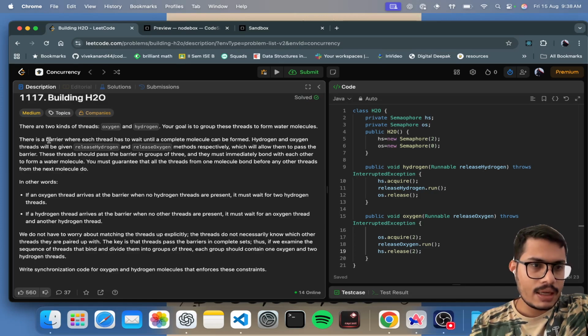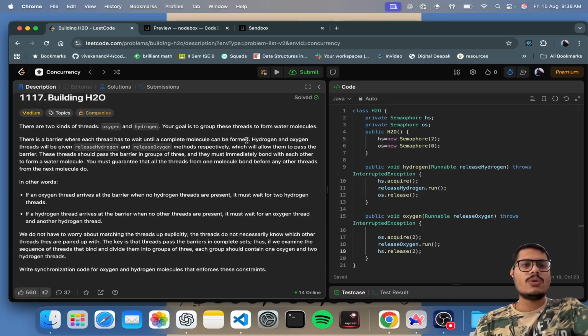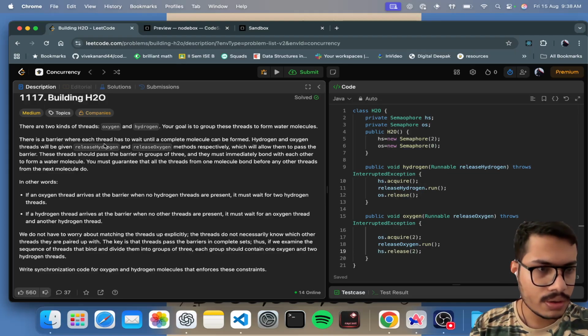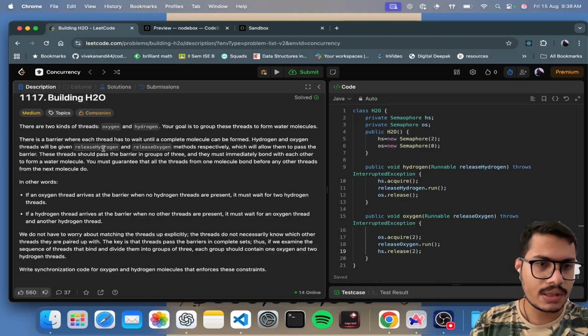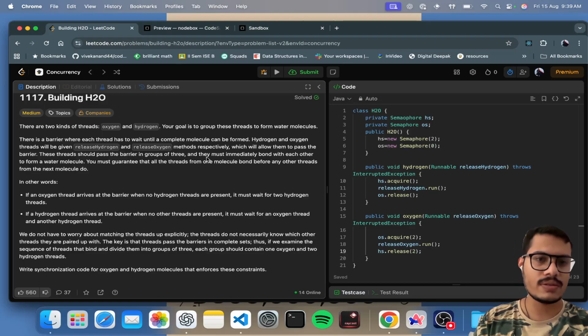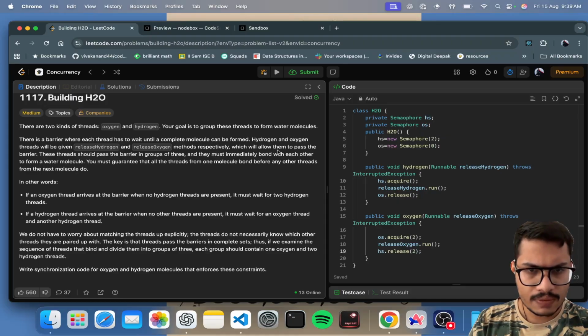But the catch is, for making a water molecule, these threads need to be released from the barrier. So there is a barrier where each thread has to wait until a complete molecule can be formed. It can only come out of the barrier when I have two hydrogen threads and one oxygen thread combined. Hydrogen and oxygen threads will be given a release hydrogen and release oxygen function. So there are inbuilt functions named releaseHydrogen and releaseOxygen. We need to call those two methods if we want to release a hydrogen or an oxygen, which allows them to pass the barrier.